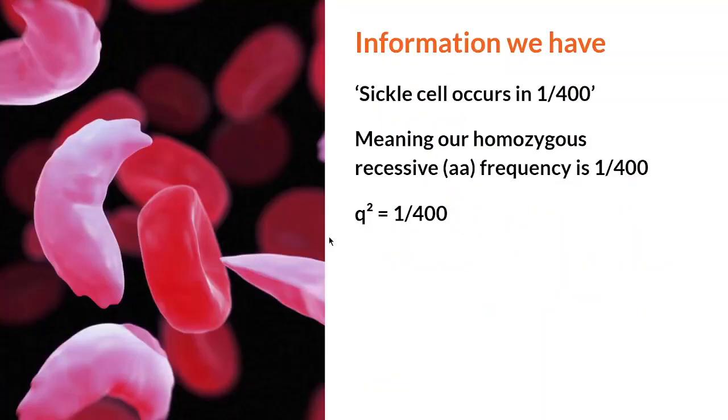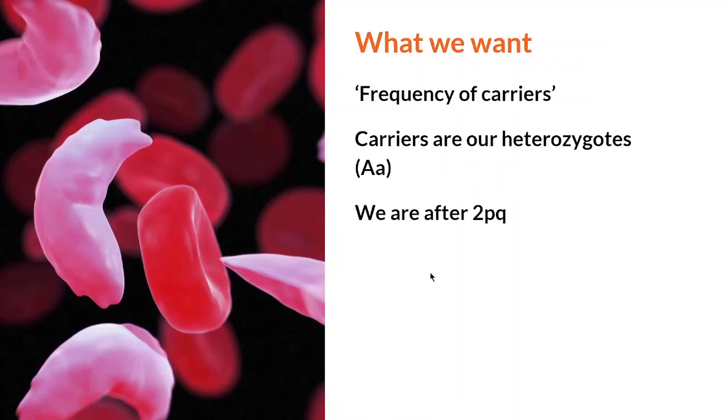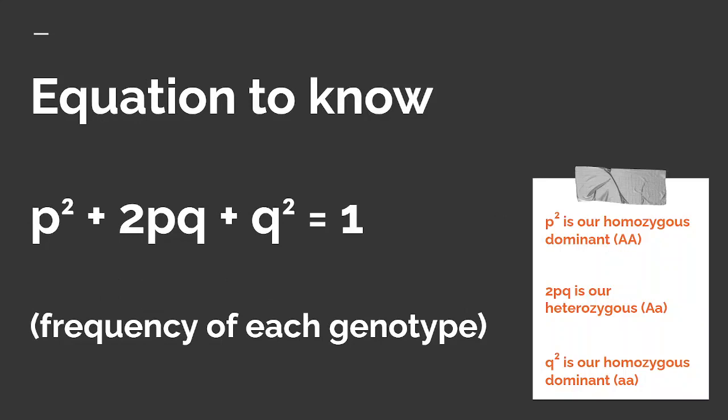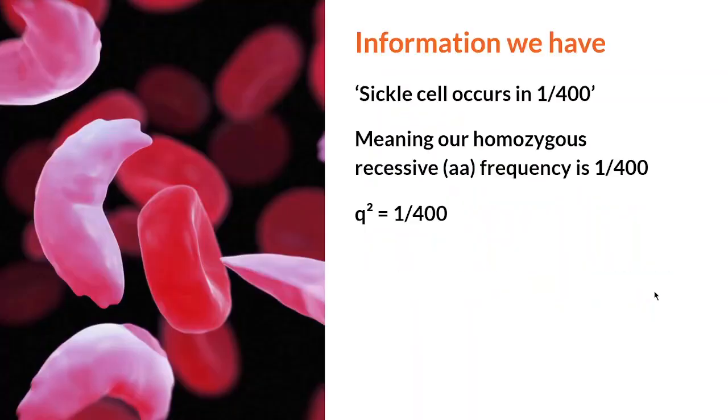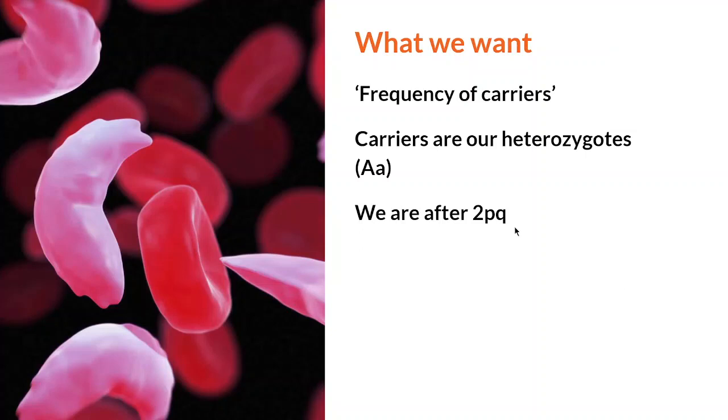So this means our Q squared is 1 over 400, because that is the frequency of the homozygous recessive genotype. And what do we want? What did the question actually ask? It wanted the frequency of carriers. So what's the carriers? Again, going back to our original equation, the 2pq was the heterozygous, okay? That was the frequency of heterozygotes, which is our carrier state. So we know we're after 2pq.